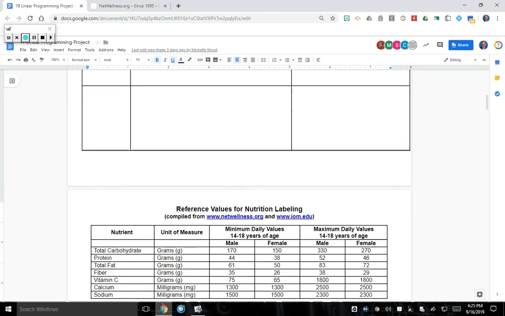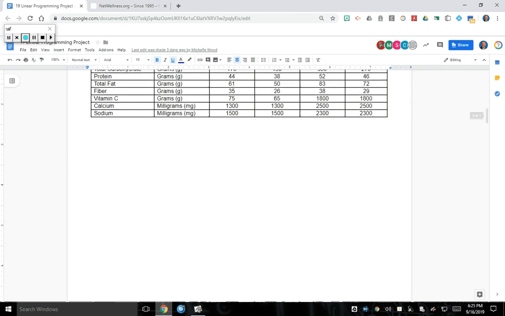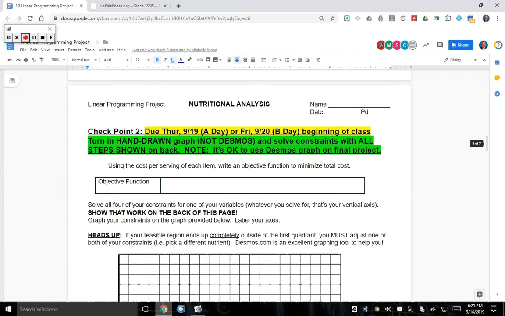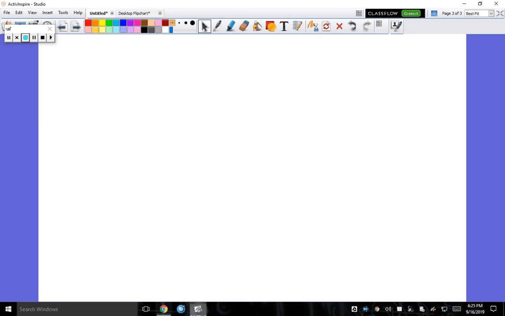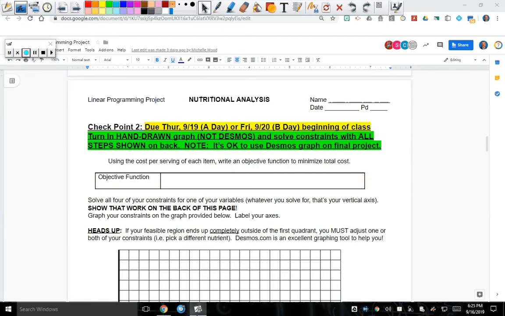All right, so that's checkpoint 1. Again, read them carefully, print them off at home, and be ready to turn this in on the appropriate due dates. Checkpoint 2: do this Thursday or Friday, depending on if you're in A day or B day class. At the beginning of class, you're going to turn in hand-drawn graphs, not Desmos, and solve constraints with all steps shown on the back. It's okay to use Desmos on the final project, but we want you to hand draw these and show all that work on the back.